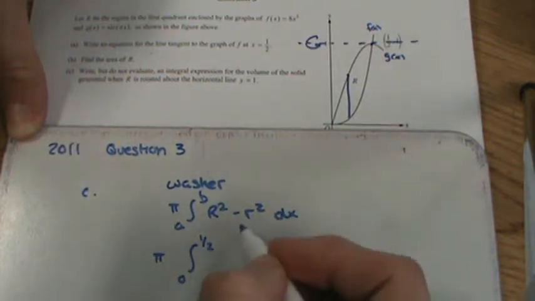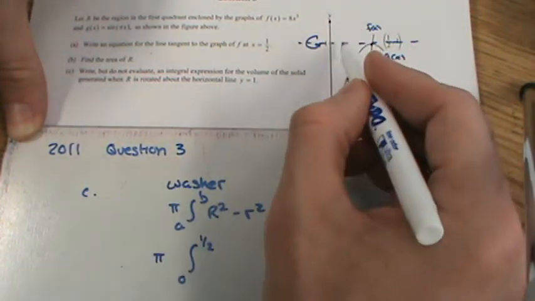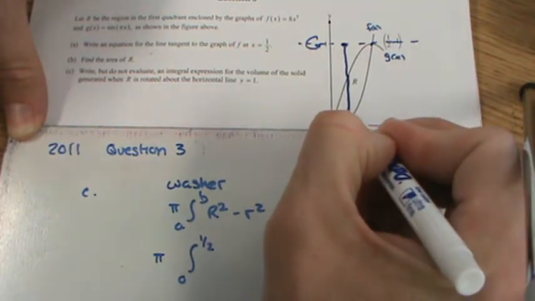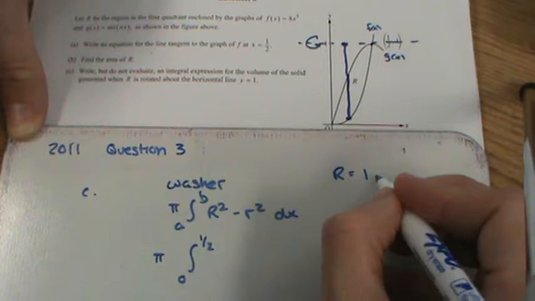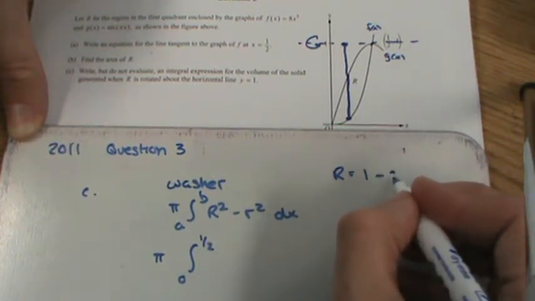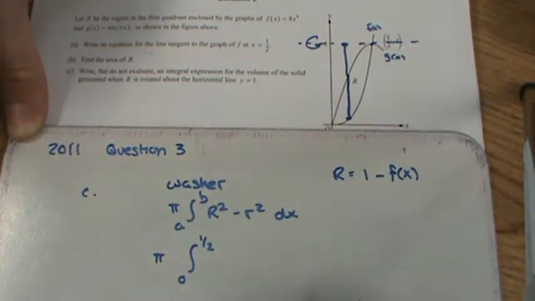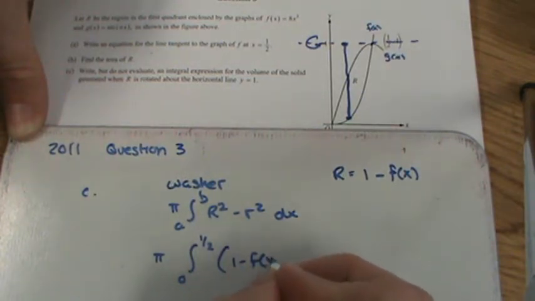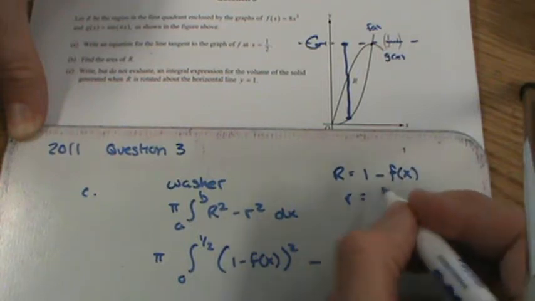But now we can figure out what big R squared and little r squared is. So big R. Remember, big R, we're going to start on the axis of revolution, go all the way down until you hit the bottom of the shaded region. And then we're going to do top minus bottom. In this case, 1 minus. Now this is a perfect place where we can just write f of x. We don't actually have to write out the full function of f of x. And I'm going to put that in there as 1 minus f of x squared minus little r.